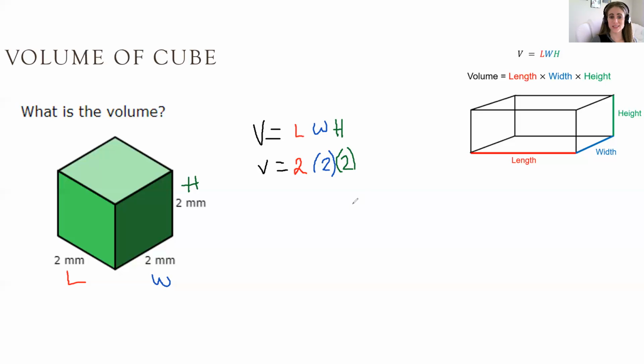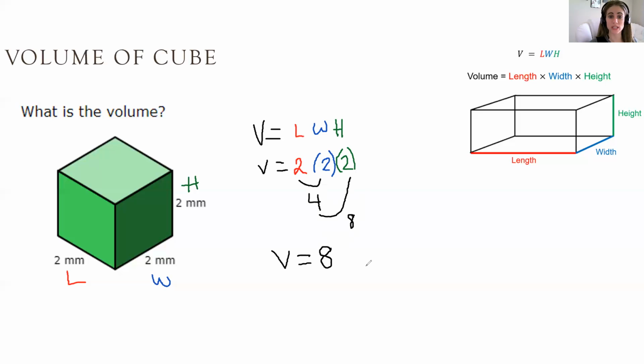All right. In this case, we have only one operation. All we have is multiplication. It's multiplication straight across. So we need to multiply 2 times 2 times 2. And 2 times 2 is 4. And then 4 times 2 is 8. We have a volume of 8.